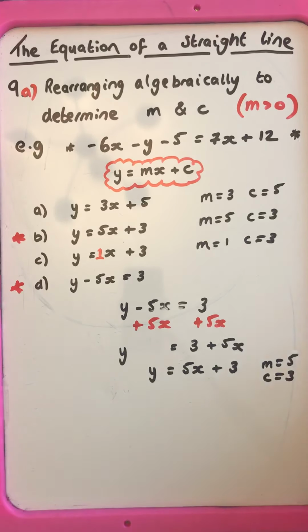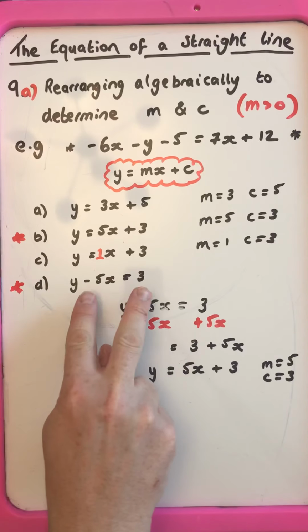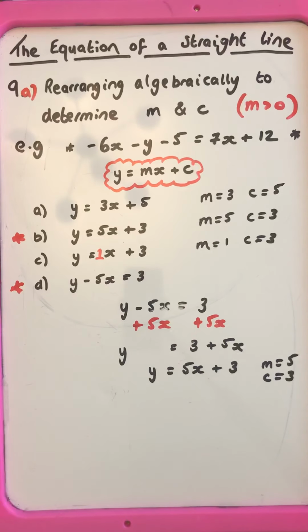Visually they don't look the same initially, but look at where the equals is. The left hand side is still equal to the right hand side.